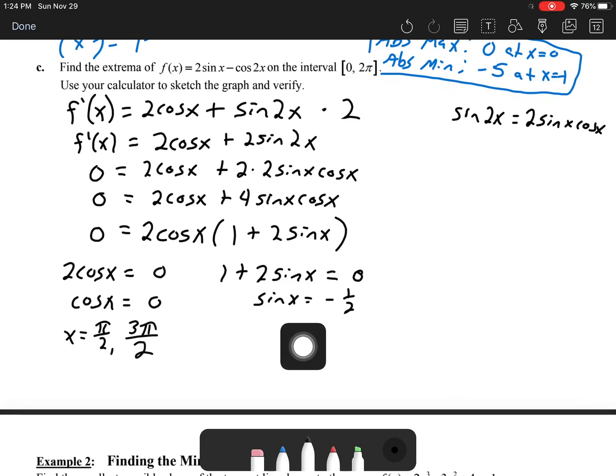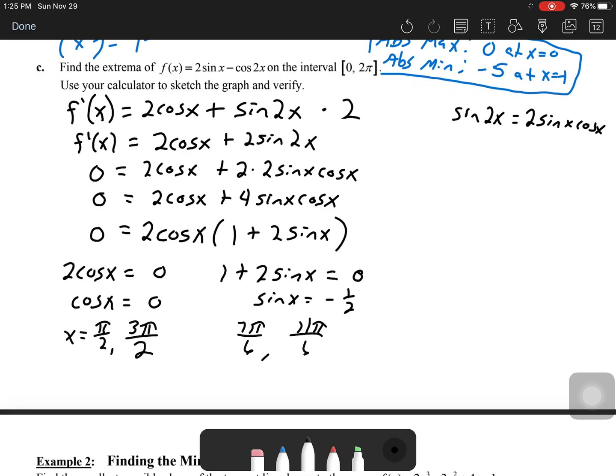And for sine being negative 1/2, well, sine is negative in quadrants 3 and 4. And remember, the reference angle for a sine equal to 1/2 would be a 30-degree angle or pi over 6. So if I go pi over 6 into quadrant 3, I'd be 6 pi over 6 at pi or at 180. If I add one more pi over 6 to that, that would be 7 pi over 6, a quadrant 3 angle. And then in quadrant 4, 12 pi over 6 would be 2 pi. So if I go back one space from that, that would be 11 pi over 6. So those would be my 4 critical numbers that I would want to test.